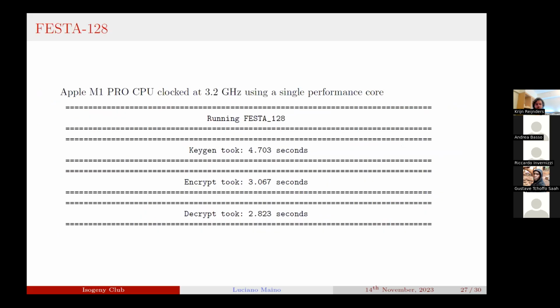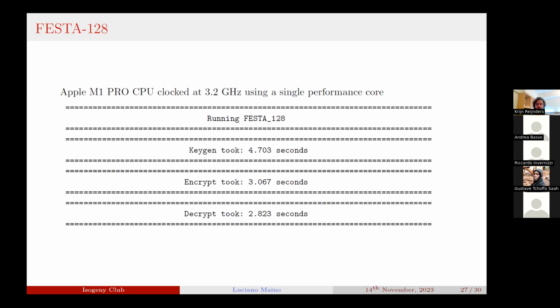I've talked about FESTA before, so now let's discuss some timings for FESTA when we apply these formulae. For an honest comparison, we use the same hardware that we used in the FESTA paper, which is basically Andrea's laptop. The only thing that I want to point out is the encryption goes down from 10 seconds to 2.823 seconds. And this is a 4-fold speed up.